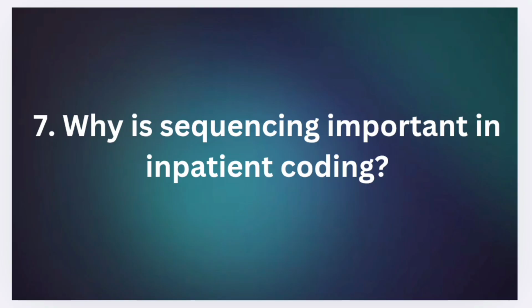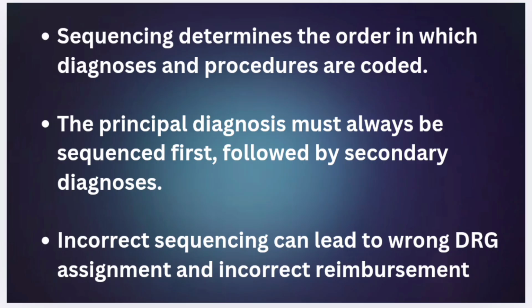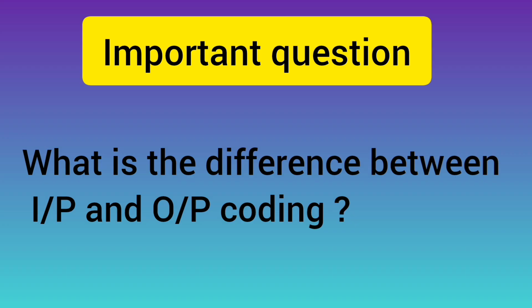Next, why is sequencing important in inpatient coding? So, sequencing determines the order in which diagnosis and procedures are coded. The principal diagnosis must always be sequenced first, followed by secondary diagnosis. Incorrect sequencing can lead to wrong DRG assignment and incorrect reimbursement. So the sequencing is very important.